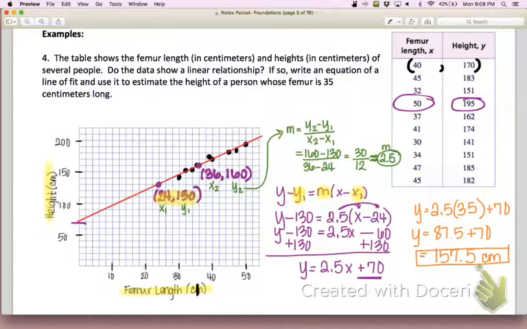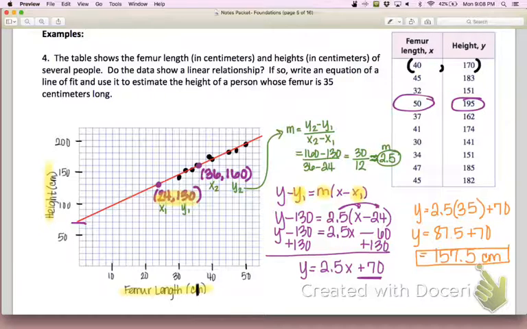Now, it may be a little less than that. It may be a little bit more than that. The line of fit is just a way to predict what it'll be close to. If you ever take statistics, you'll look into a lot more detail as to how close that number is actually going to be and what your margin of error is there.